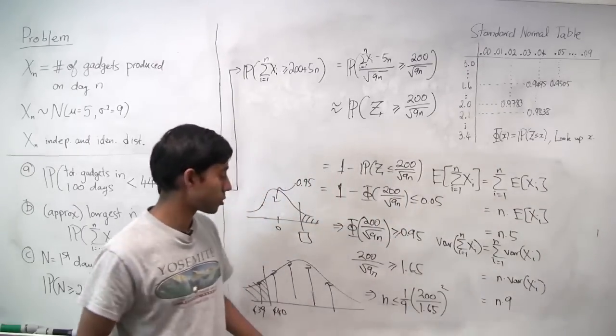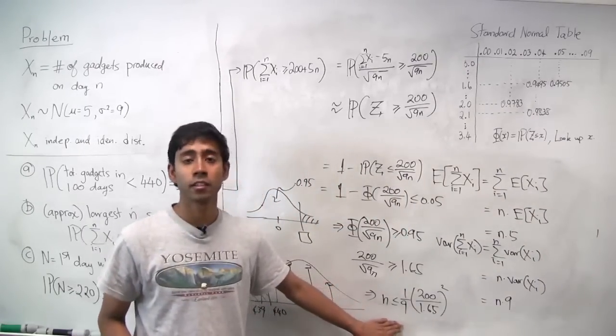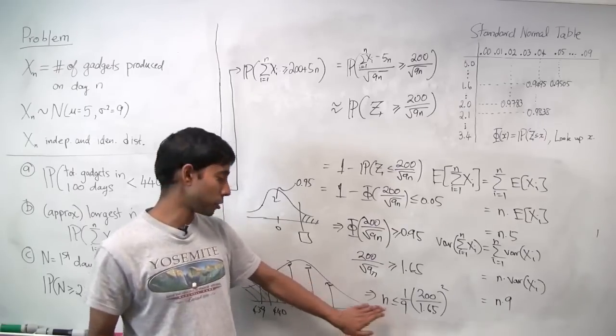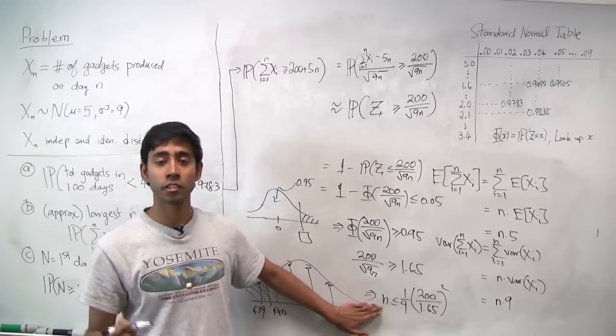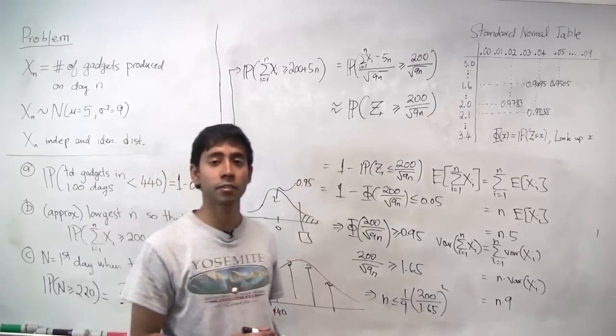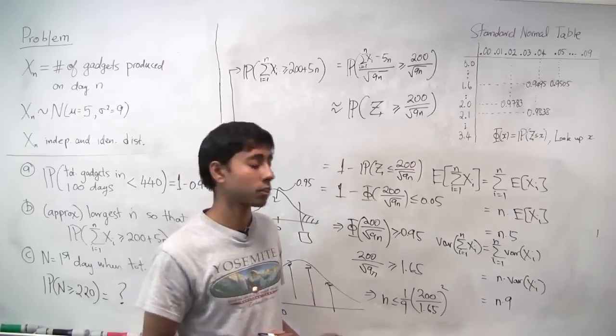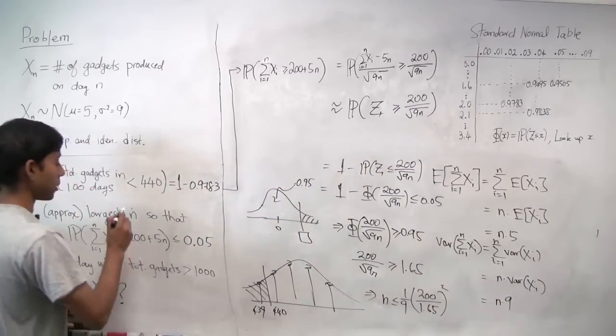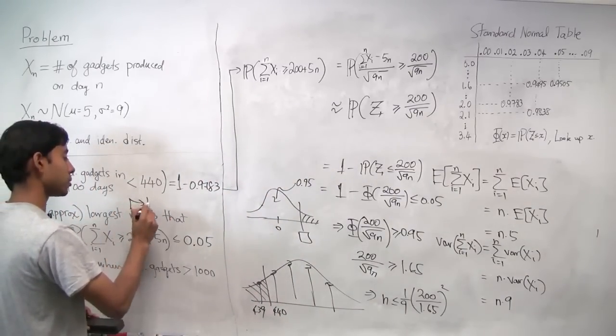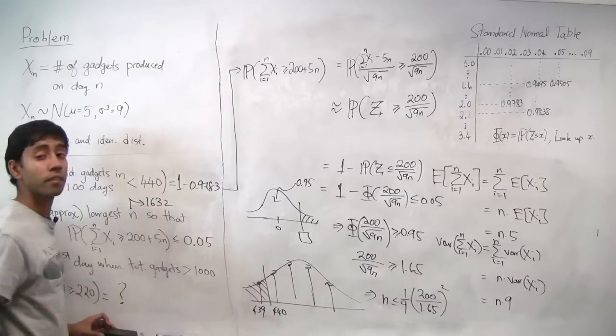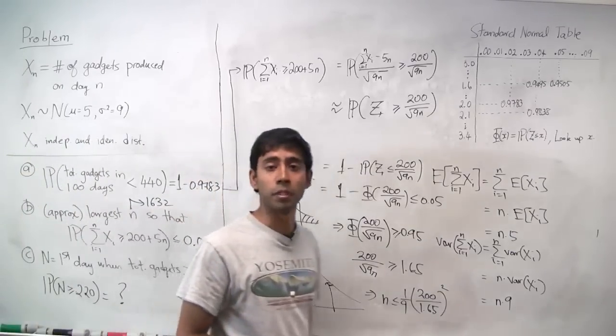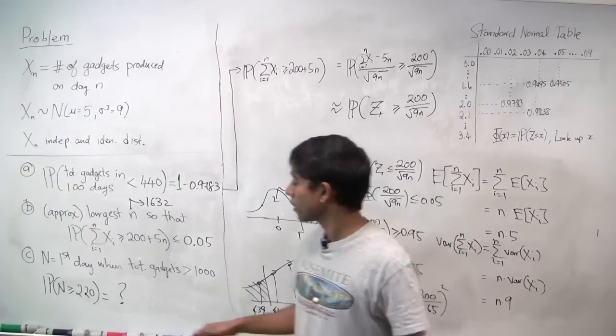Okay? So if you plug this into your calculator, you might have a decimal in there. Then we just pick n, the largest integer that satisfies this. You'll find that it's going to be 1632. So that's part B.